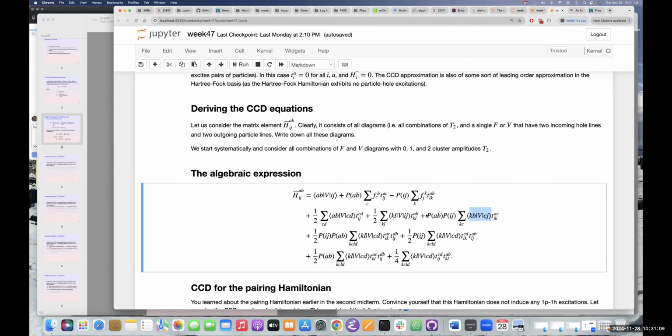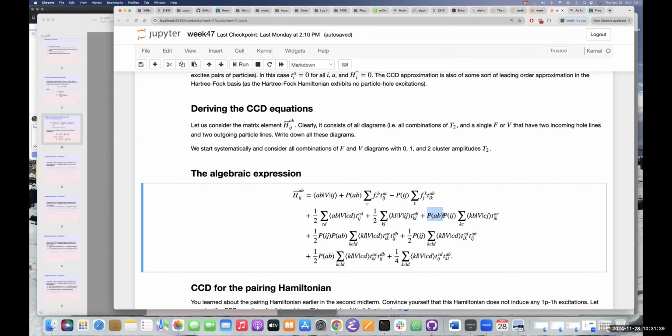Now, these functions P_AB mean that we interchange particles A and B. So this is a permutation. That means that this is actually 1 minus the case where we have interchanged A and B. So if you look at this equation here, if we interchange A and B as external lines, that will give rise to a minus sign due to the fermion antisymmetry. And the same with IJ here.